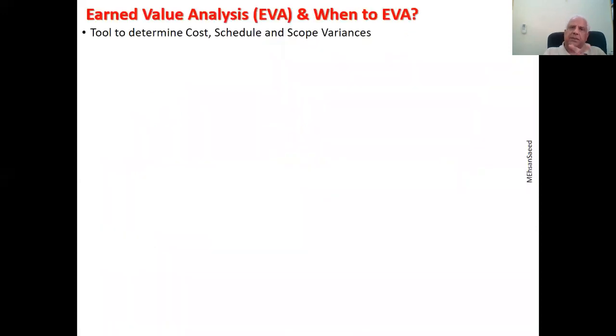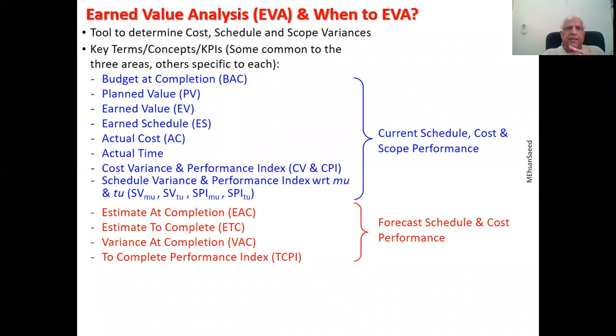Earned value analysis is a tool to monitor, evaluate, and control all the three basic constraints of a project, that is cost, schedule, and scope. Earned value analysis comprises a number of terms, concepts, and KPIs as shown on the screen.